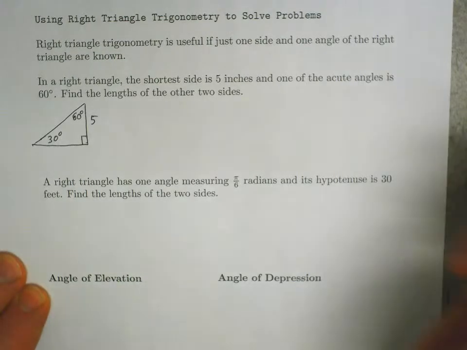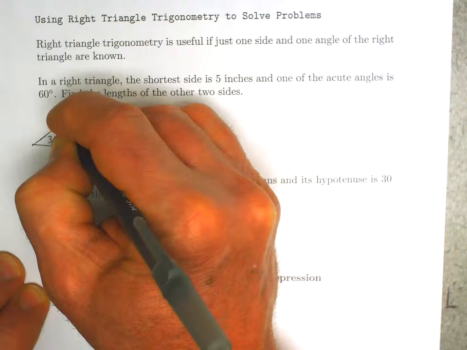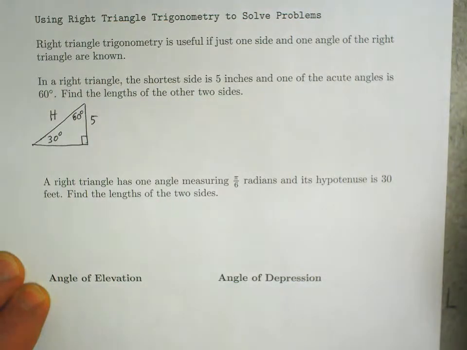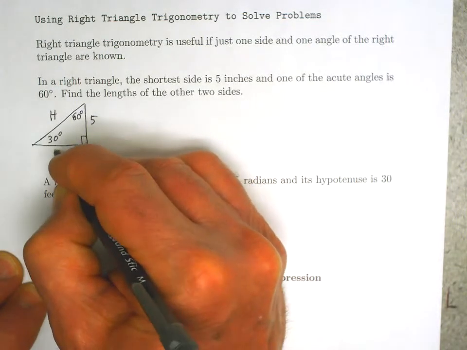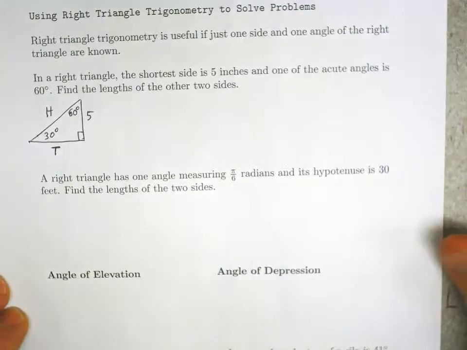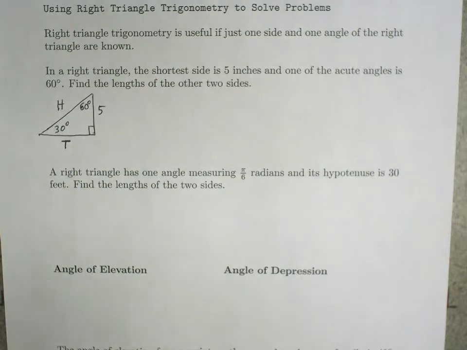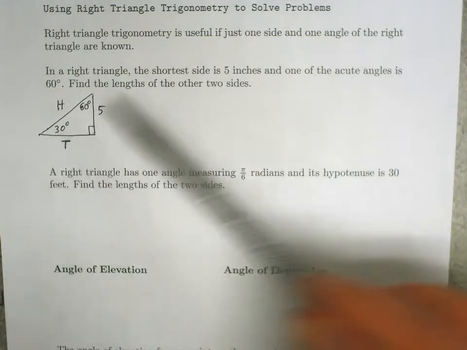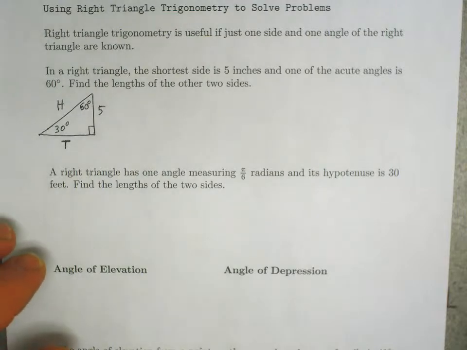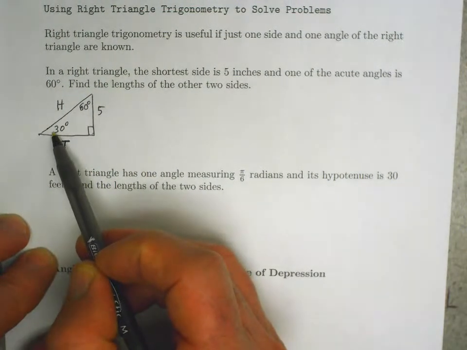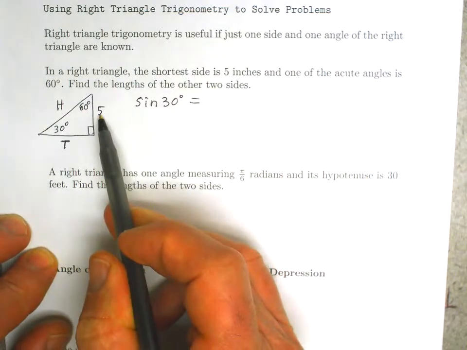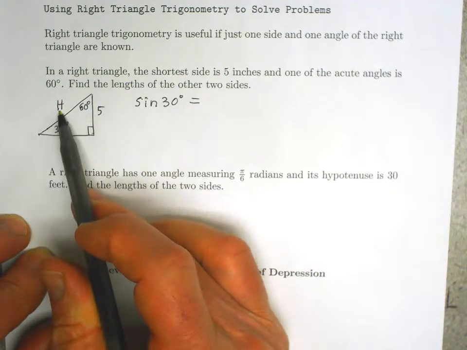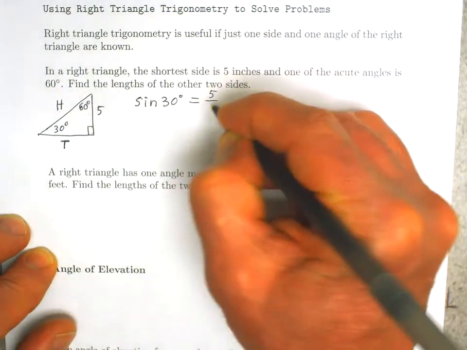And we're supposed to find the lengths of the other two sides. So I'll label the hypotenuse capital H. And I'll label this side capital T. No particular reason, just I picked T. Well, we know some things about the trig functions and special angles, and we also know the definitions of the trig functions. So I'm going to write down the sine of 30 degrees. That's equal to the length of the side opposite the 30 degrees divided by the hypotenuse. So I have 5 divided by H.